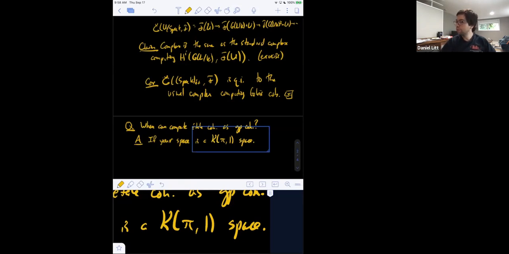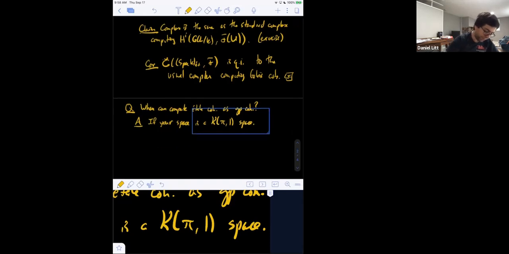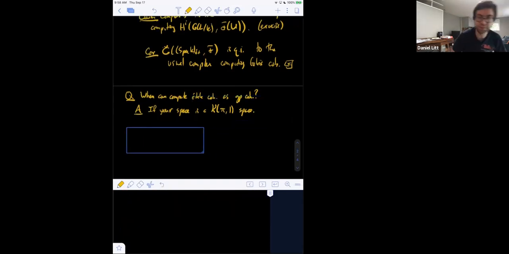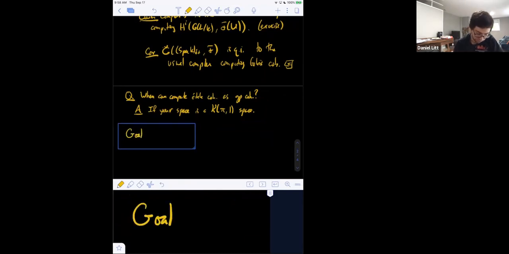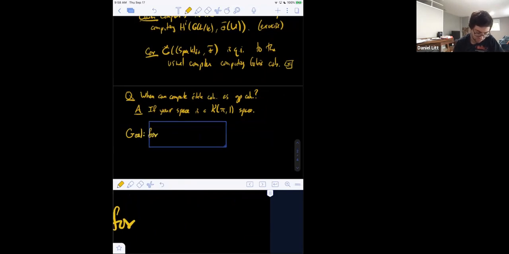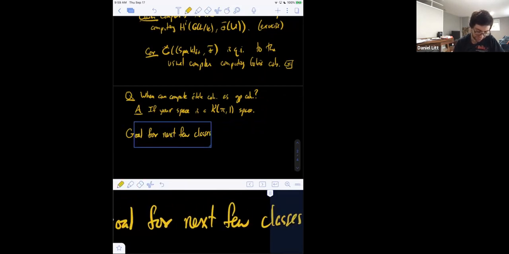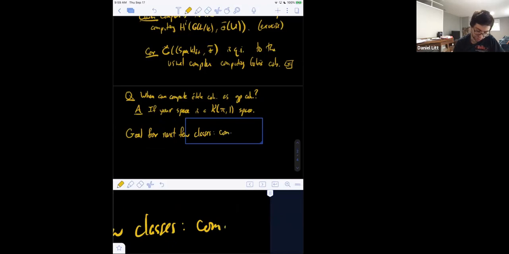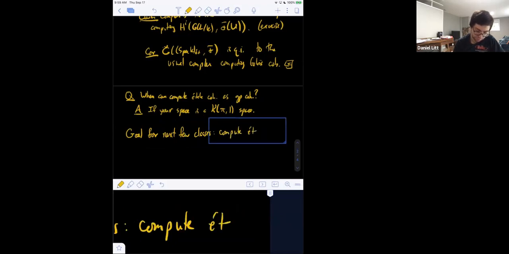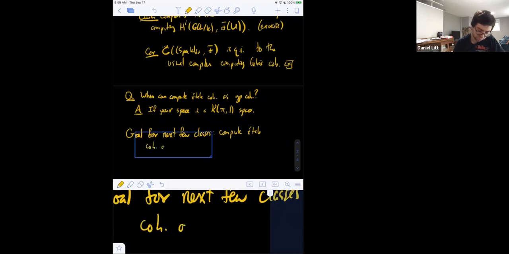Are there any other questions? Okay, well, if not, then we're going to move on. So the goal for the next few class periods will be to try to compute the Étale cohomology of some actual spaces. So maybe let me actually write that out. The goal for the next few classes will be to compute the Étale cohomology of curves over a field K equals K bar.